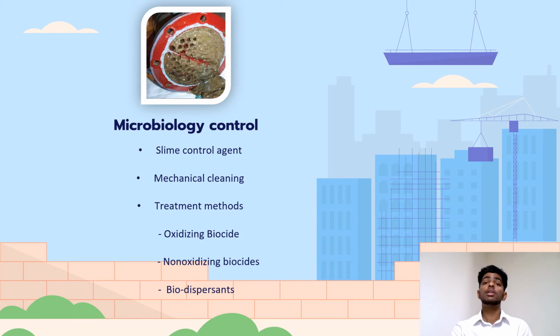Biodispersants are an effective prevention measure because they make it difficult for microorganisms to attach to the equipment or the pipework surfaces from the deposits. That's all from me.